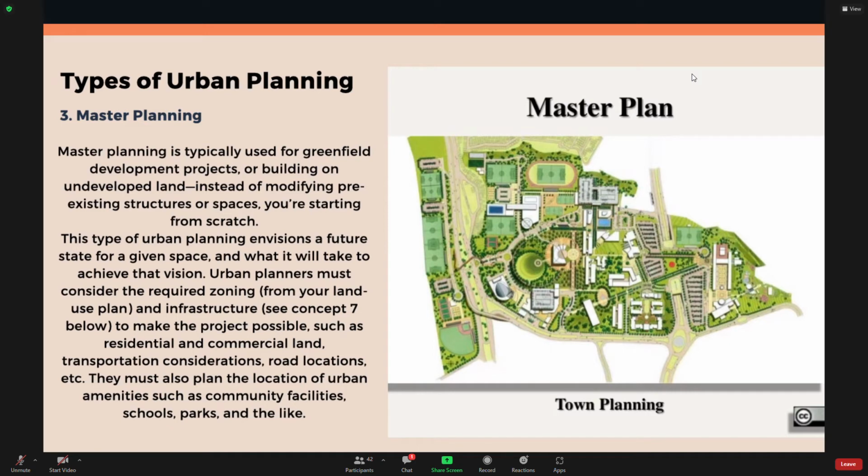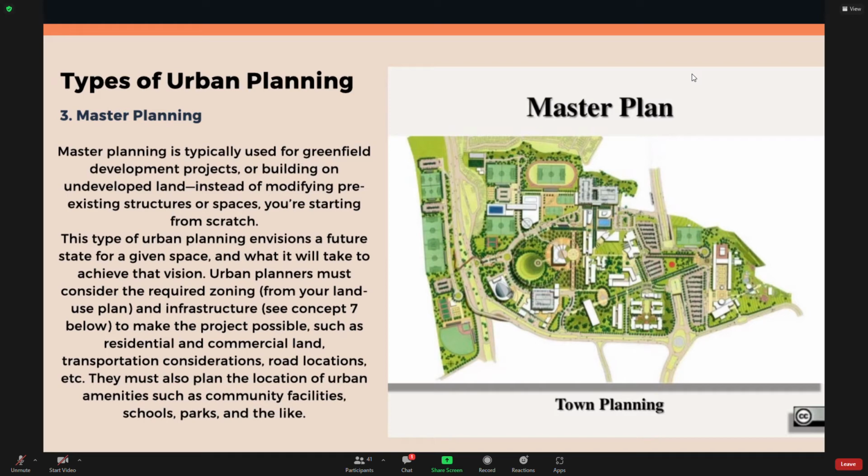So this type of urban planning envisions a future state for a human space. So this is where, when you're given a space, you need to envision what will happen in the future, in the 10, 20 years from now. What do you want this place to become? So urban planners must consider the required zoning. So from the land use planning just now, they have to consider that, and infrastructure.